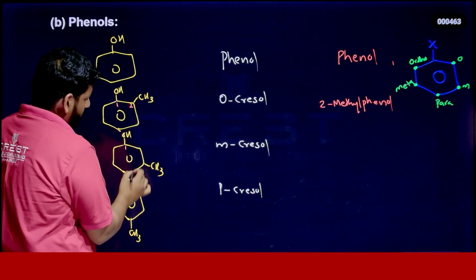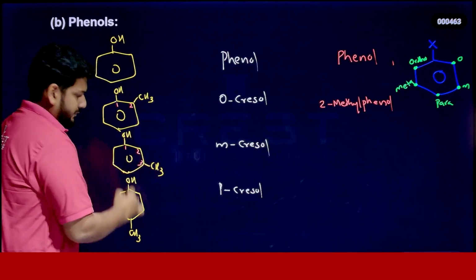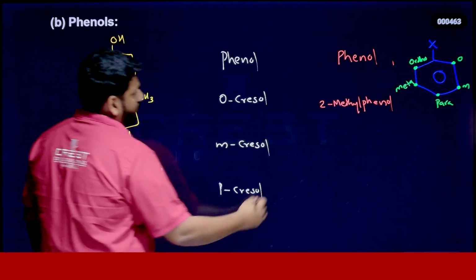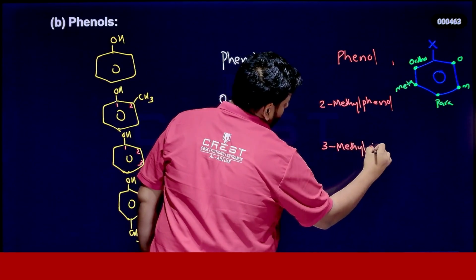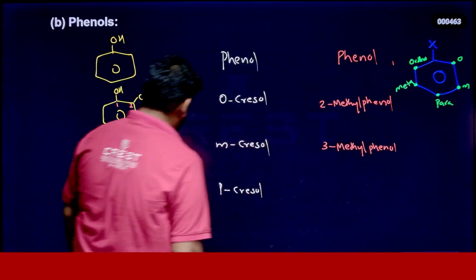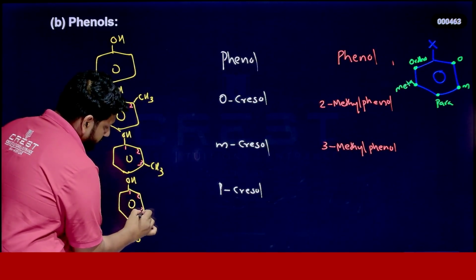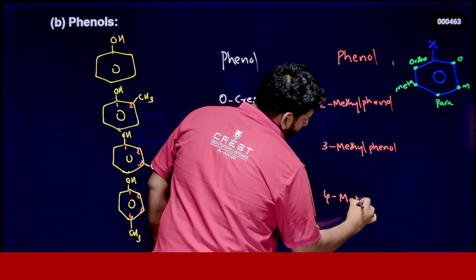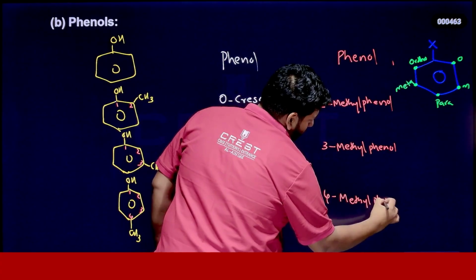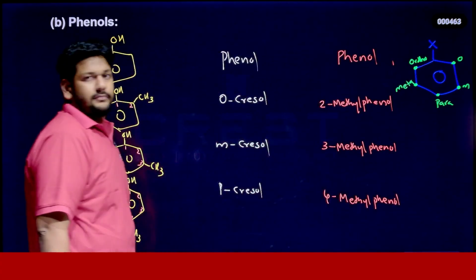You can start numbering from here, 1, 2, 3. So 3-methyl phenol. That's all. And here it is 1, 2, 3, 4. That is 4-methyl phenol. That's all.